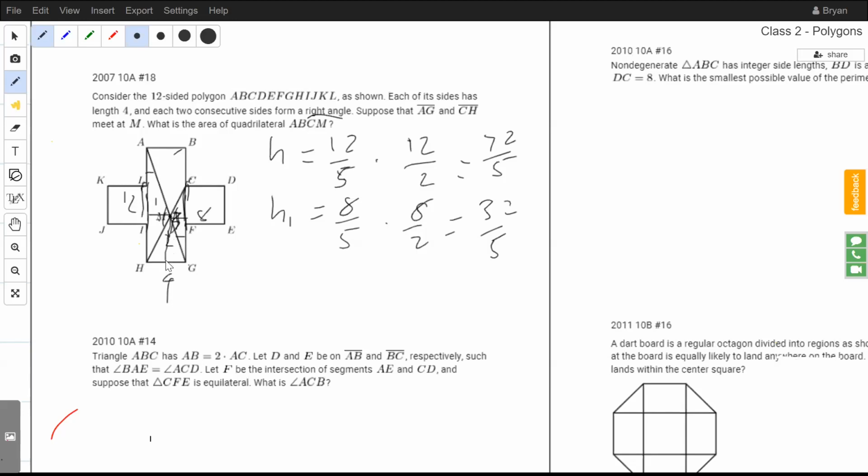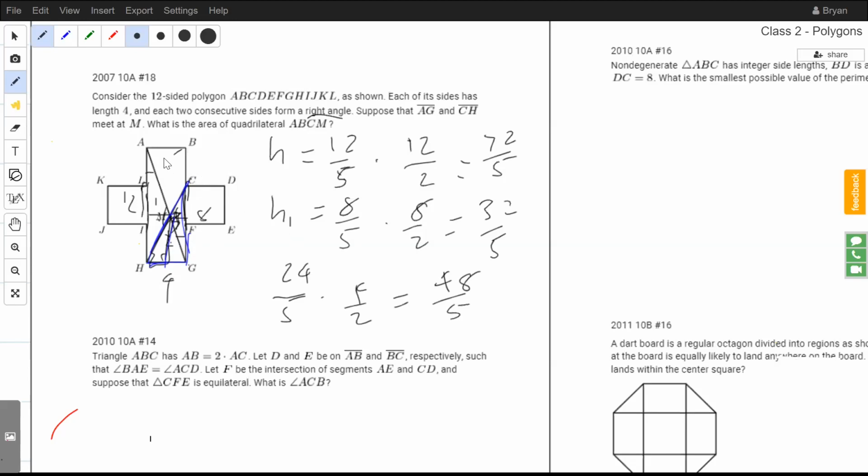You can notice that if you drop this height, we have a similar triangle right here, from this small right triangle and this larger right triangle. And we know that the ratio between MH and MC is just 3 to 2. So this height is going to be 3/5 of 8, which is 24 over 5. So the area of this last triangle is 24 over 5 times 4 over 2, or 48 over 5. And now the area of the rectangle is 4 times 12, which is 48.